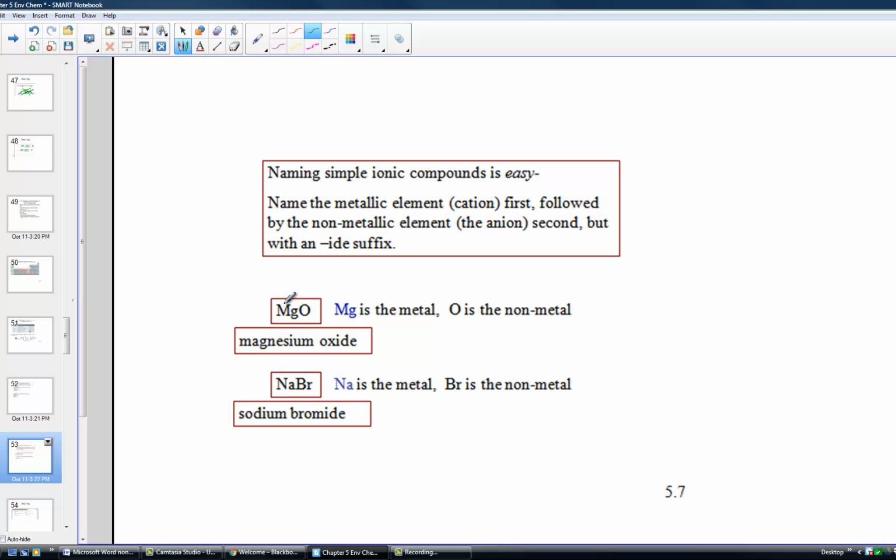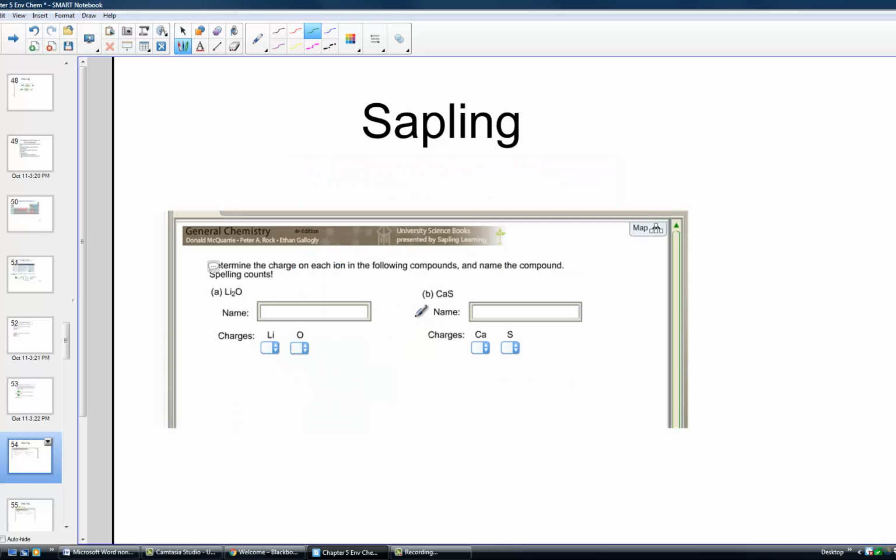Magnesium oxide. Magnesium is the name of the metal. Oxide is the name of the nonmetal ending in IDE. Here we have sodium bromide, NaBr, sodium bromide. Notice that they are indeed electrically neutral compounds. And that's the goal, of course.